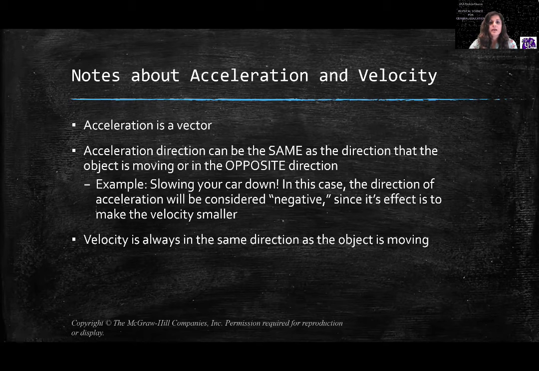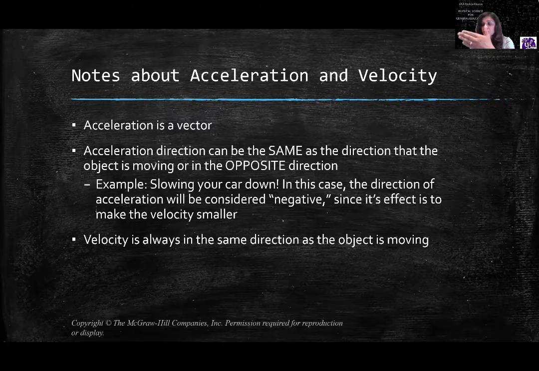Acceleration direction can be the same as the direction the object is moving, or in the opposite direction, depending on whether the object is speeding up or slowing down. Velocity is always in the same direction as the object is moving. Velocity can't be opposite to the direction it's moving. It's always going to be in the direction it's moving.